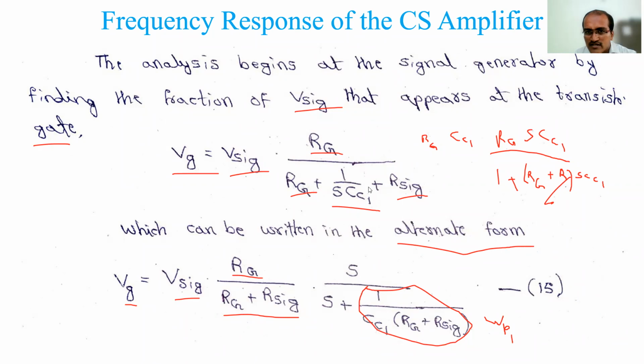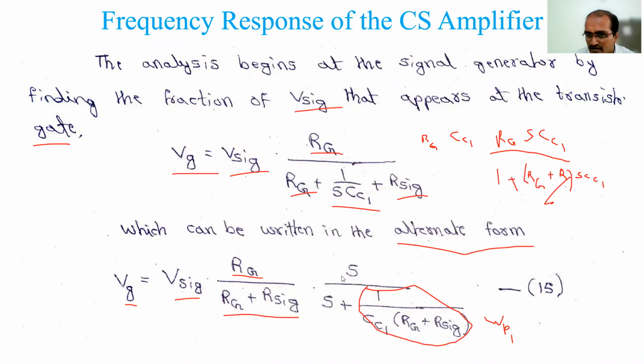How did you get this? The same equation, taking LCM here, you will get RG SCC1 divided by 1 plus RG plus R signal into SCC1, anyhow. Then both numerator and denominator I divide by RG plus R signal into CC1. Then what happens? This RG by RG plus R signal I will separate out, and SCC1 was there.